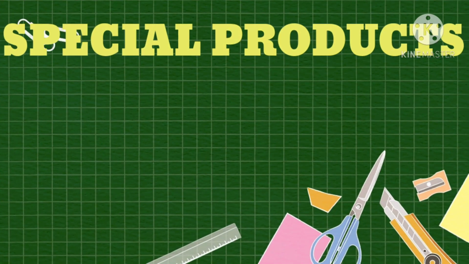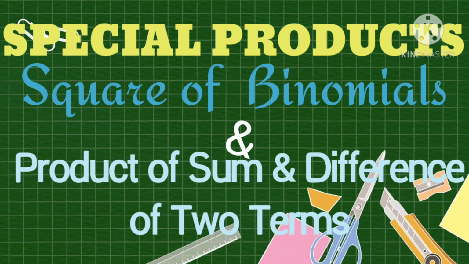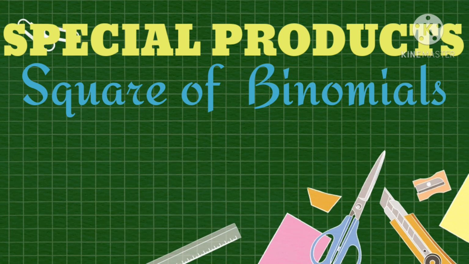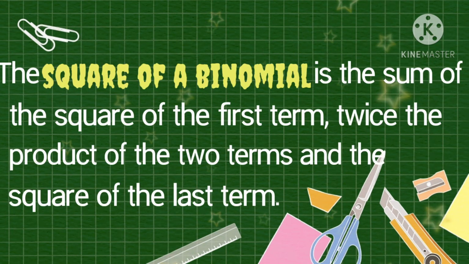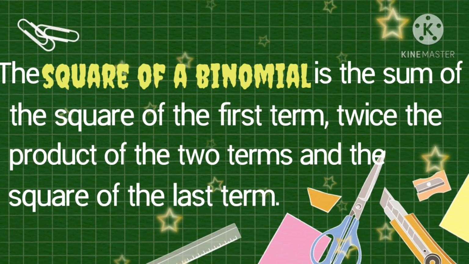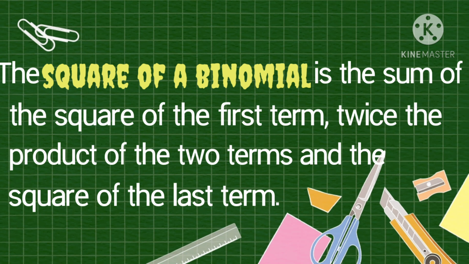And for today's topic, we have special products. The first one is square of binomials and product of the sum and difference of two terms. And now let us start with the square of binomials. The square of a binomial is the sum of the square of the first term, twice the product of the two terms, and the square of the last term.